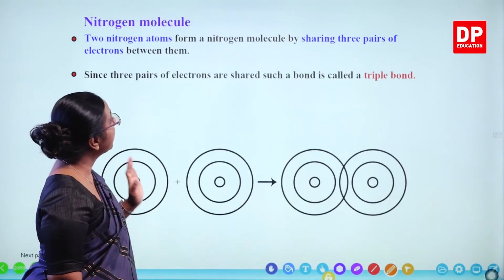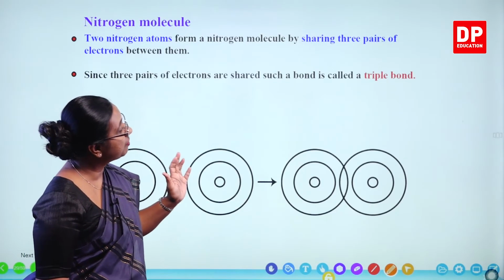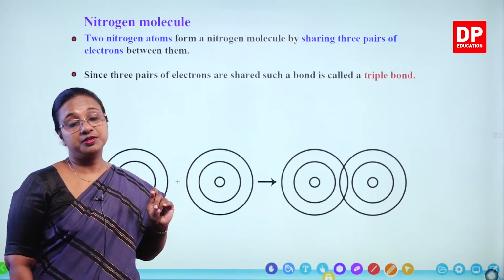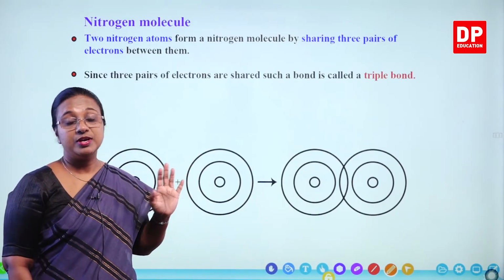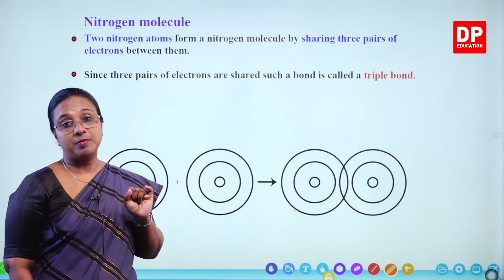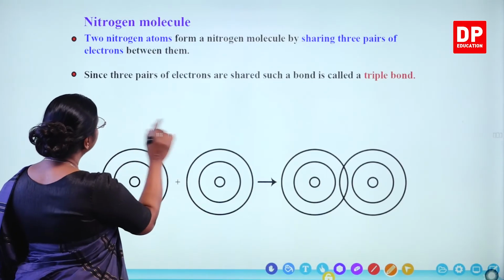And since 3 pairs of electrons are shared, such a bond is called a triple bond. So you know the difference now. Single bond, double bond, triple bond. So now let's see how the bond forms.